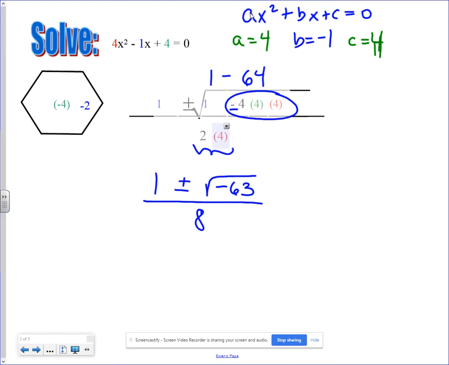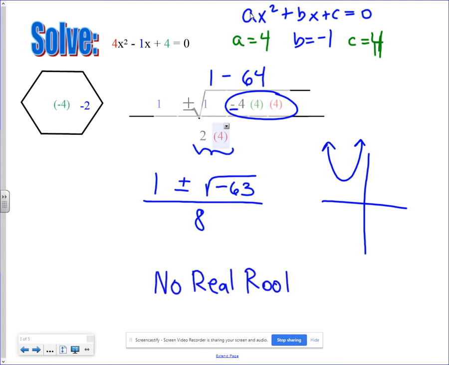Now, if you remember when we were doing this by graphing, this is going to be one of those graphs that doesn't intersect the x-axis. So when I graph it, I might get a parabola that looks something like this. It won't cross the x-axis. So what does that mean? It has no real solution. So the solution to this is no real solution. How did I know that? I knew that because I had a negative under my square root. You can't take a square root of a negative number.